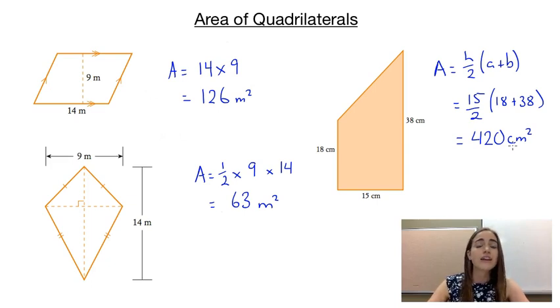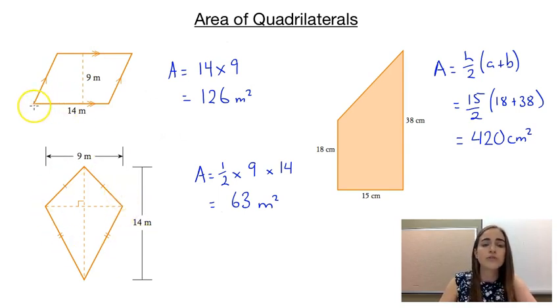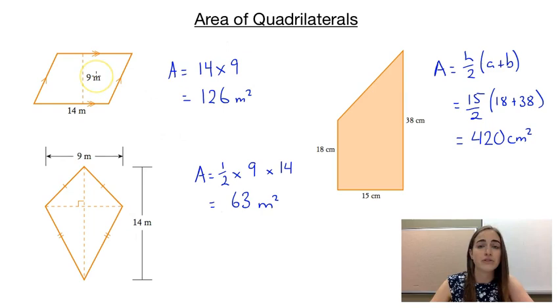Now, just a reminder again, if you do get a question that's a rhombus, you can solve it like a parallelogram or like a kite, depending on the information that's given to you. So if you're given the base and the height, you'd solve it like a parallelogram. But if you're told the lengths of the diagonals, you'd solve it as if it was a kite.